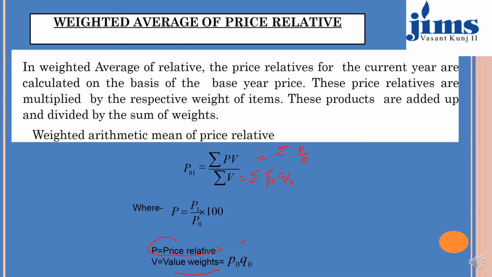P1 by P0 into 100, and we have to multiply it by the quantity. This is the weighted average price relative index number. Price relative means that when it is stated, we have to find P1 by P0 into 100.